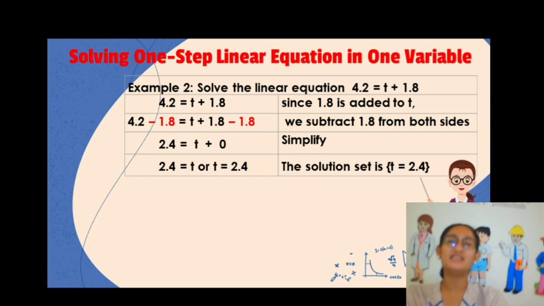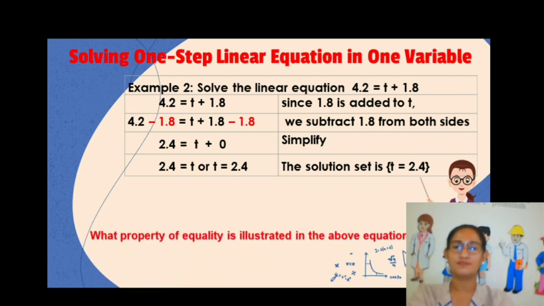Let's have another example. 4.2 equals t plus 1.8. Since 1.8 is added to t, we subtract 1.8 from both sides. Then simplify the equation. You will get 2.4 equals t, or t equals 2.4, which is the solution set: t equals 2.4.